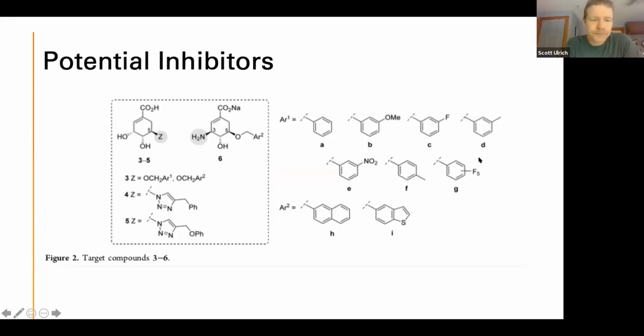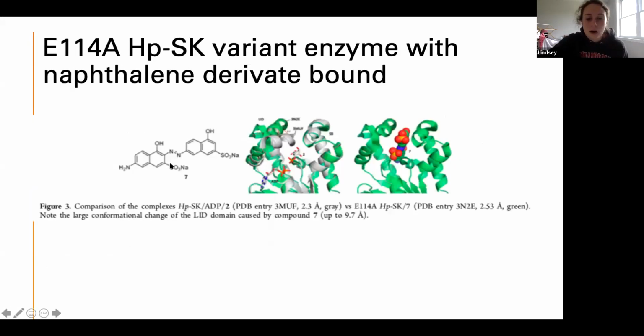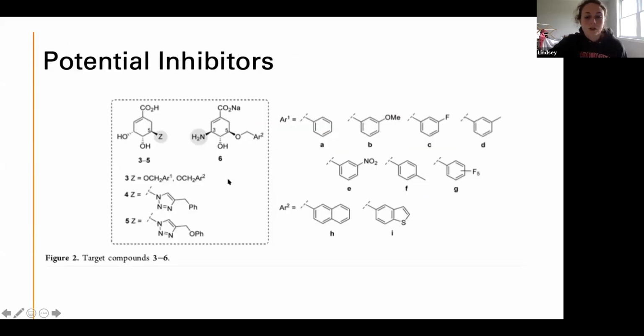And so they came up with these potential inhibitors, and what they wanted to copy from this is the aromatic compound, and they thought that the larger substrate would create a greater change, causing it to stay open. And so they came up with 3 groups. So the third group all have this O-benzyl group, which is an oxygen bonded to a CH2 bonded to any of these aromatic compounds, and they did all of them.